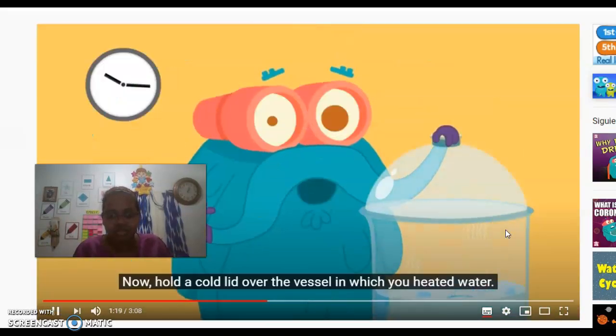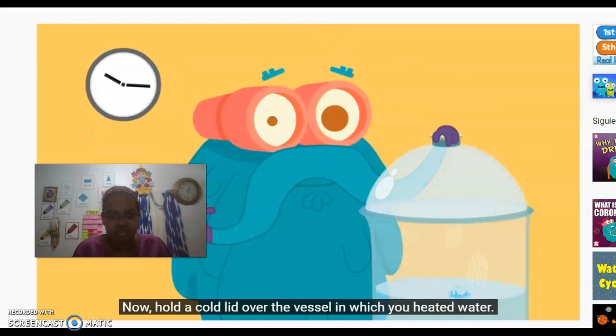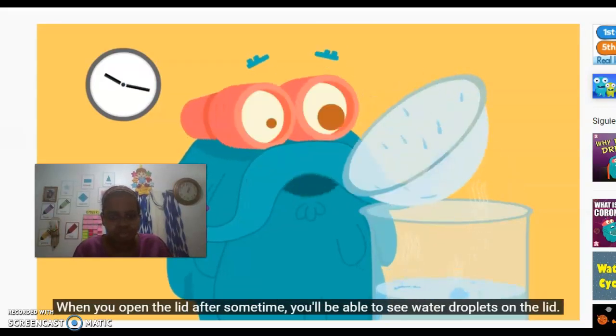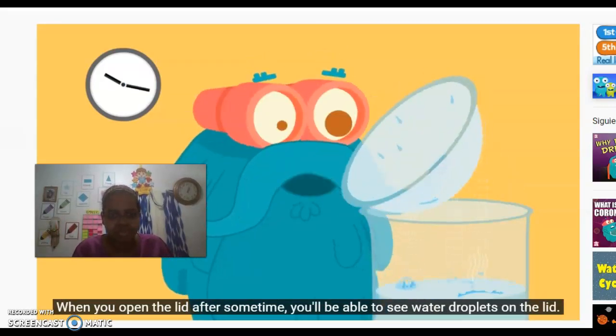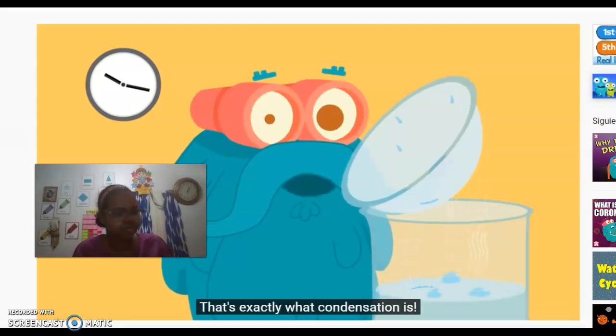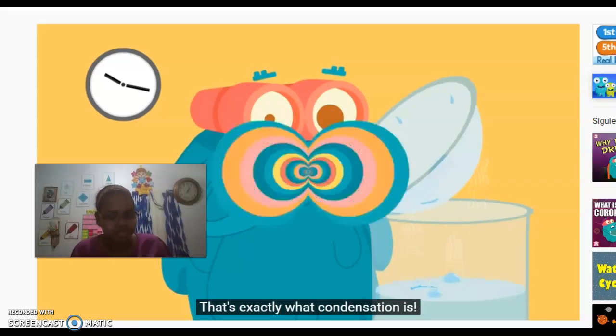Now, hold a cold lid over the vessel in which you heated water. When you open the lid after some time, you'll be able to see water droplets on the lid. That's exactly what condensation is.